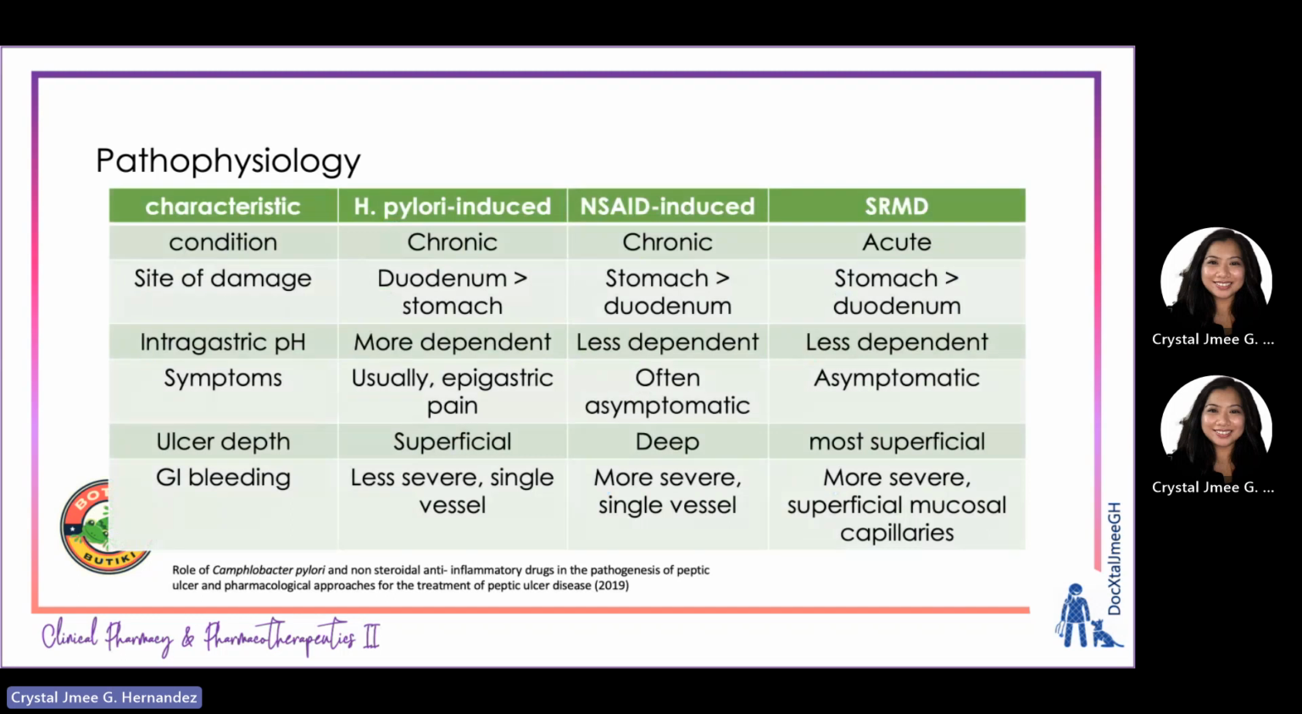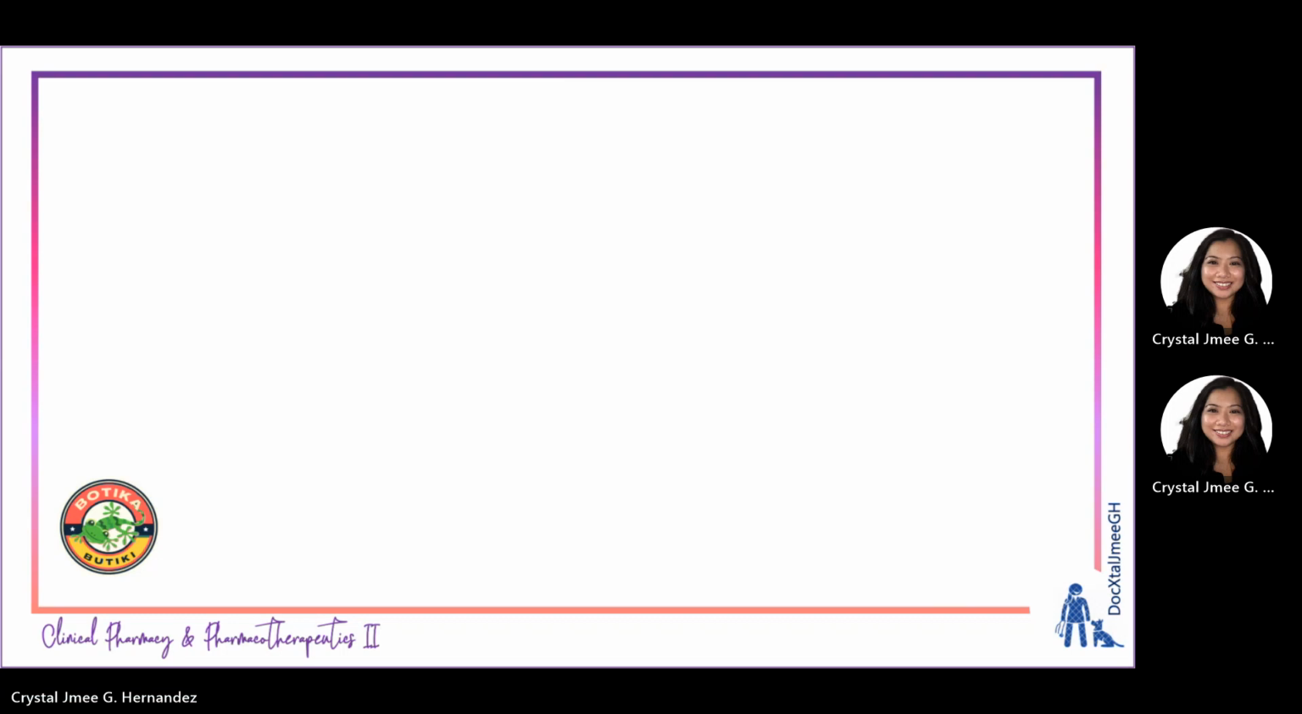So here is a comparison of the characteristics of the H. pylori induced, the NSAID induced, and the stress-related mucosal damages in terms of condition, site of damage, intragastric pH, symptoms, ulcer depth, and GI bleeding.